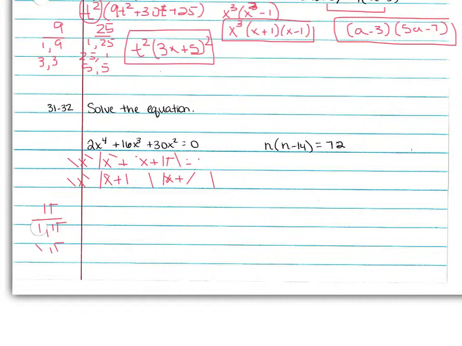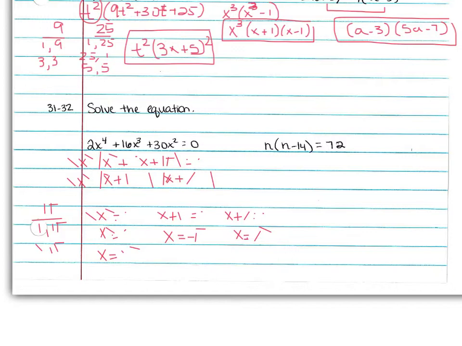And then when I set all of these parts equal to 0, I have 2x squared equals 0, x plus 3 equals 0, and x plus 5 equals 0. Well, 2x squared is going to equal 0. If I divide both sides by 2, that still gives me x squared equals 0, and then x has to equal 0 for that one. This one's going to be x equals a negative 3, and this one will give me x equals a negative 5. And so those are my 3 answers.